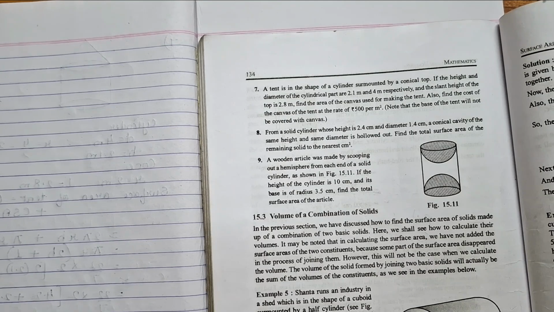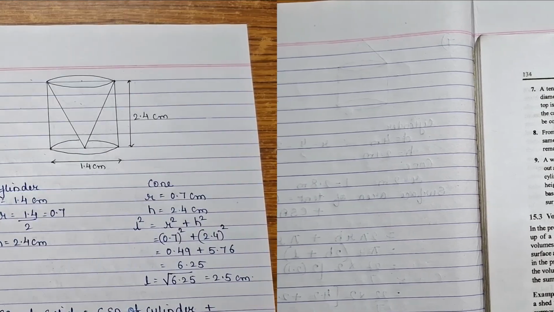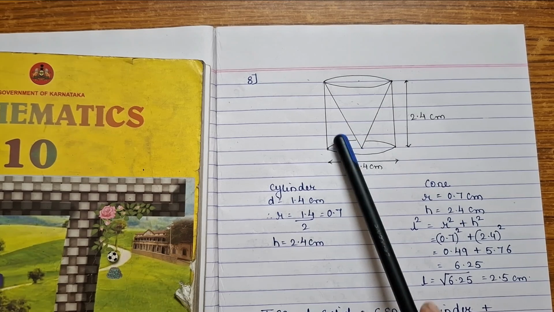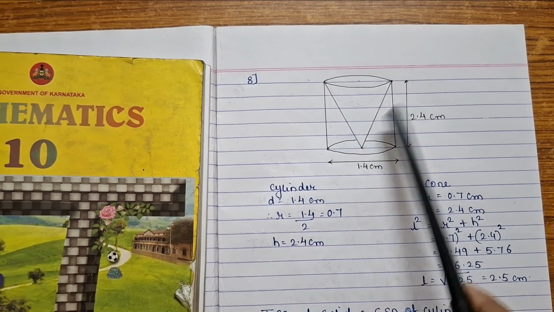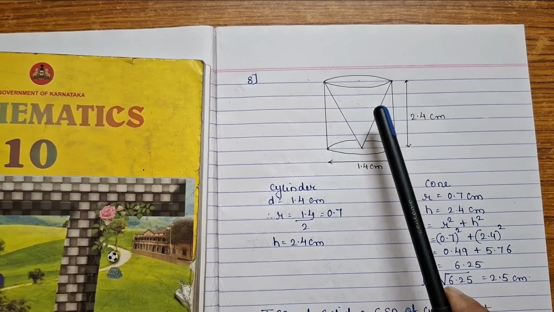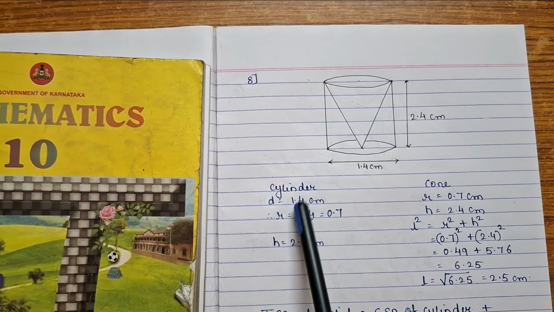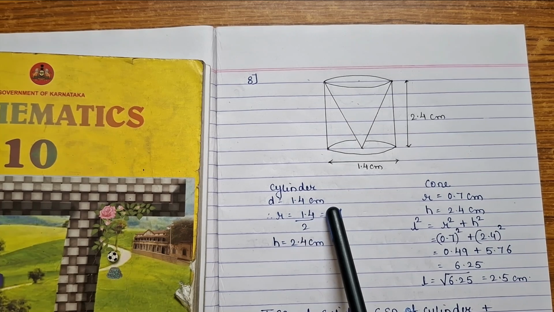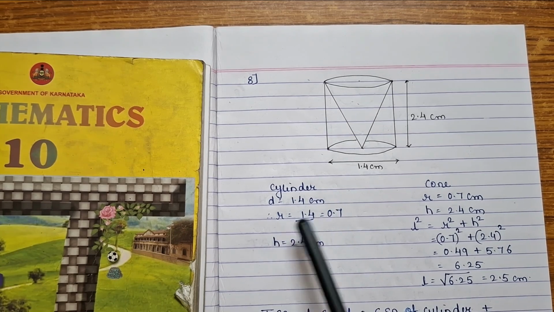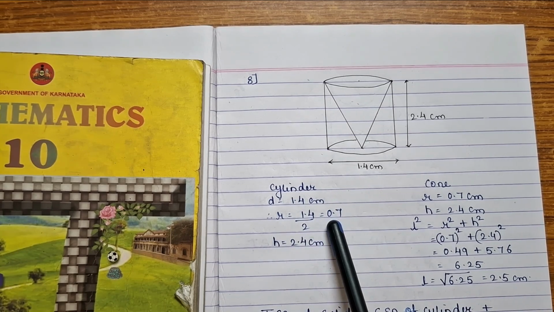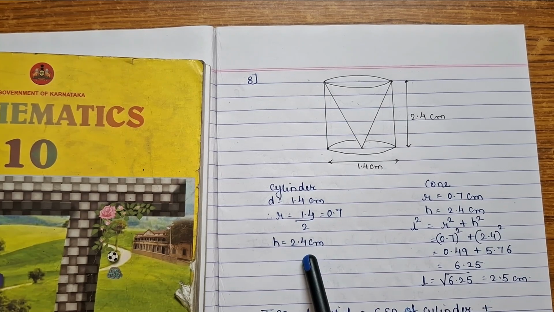So let's see what is the required figure for this problem. So this is what we get here. There is a cylinder, and from that the cone is cut off of the same height and same radius. Now the dimensions of the cylinder here is, diameter is 1.4 centimeter, and so the radius is 1.4 upon 2, that is 0.7. Height of the cylinder is 2.4.